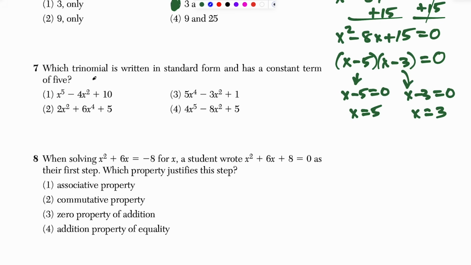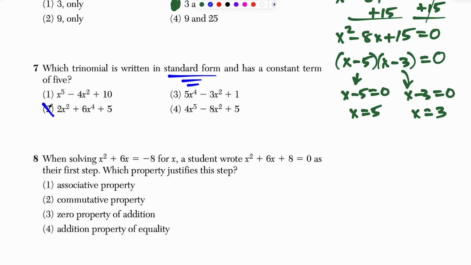Question 7, which trinomial is written in standard form and has a constant term of 5? So for this question, this is all vocabulary. We have to know that a trinomial is a polynomial with 3 terms. So all of these answers have 3 terms. Standard form means that the polynomial is in descending power order. That means the highest powers are in front and the smaller powers are going to the right.